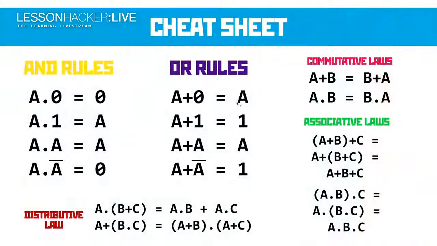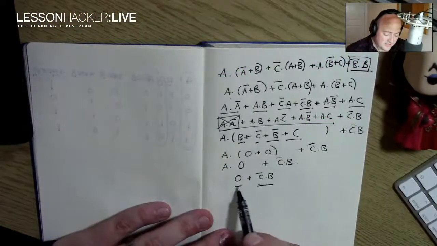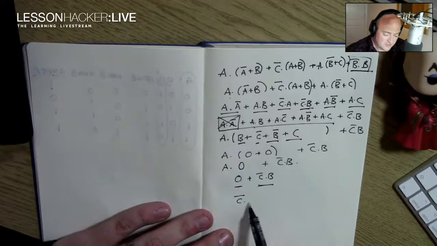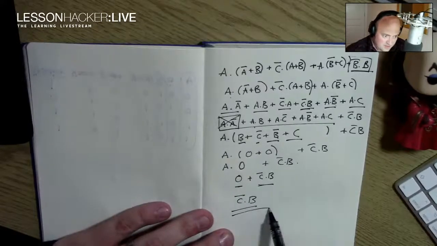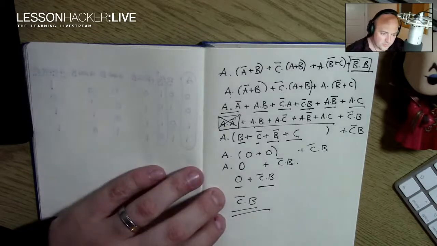Again, have a look at the cheat sheet. A or 0 just becomes A. Now, in our expression here, this is A and this is 0, so it just becomes not C and B. And ta-da, we've simplified it as far as we could go. And it's just a broadly simple process there.